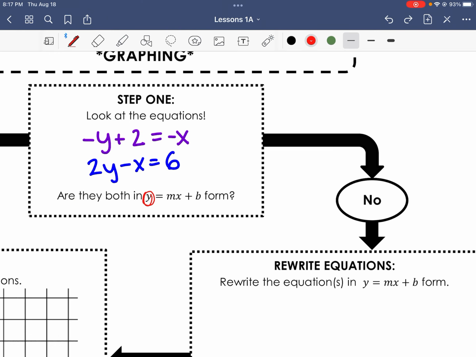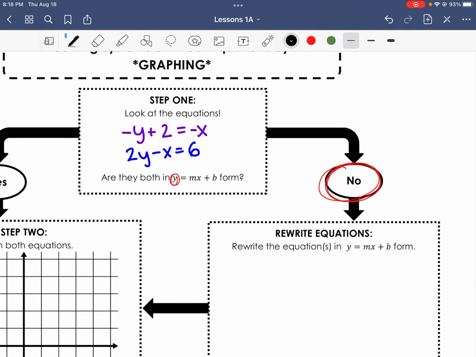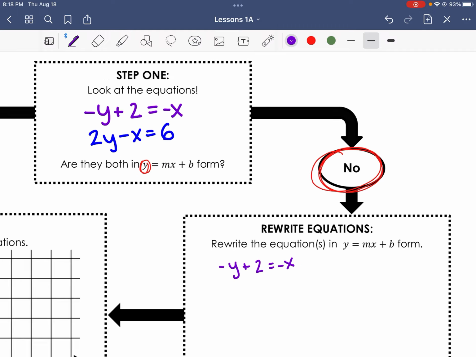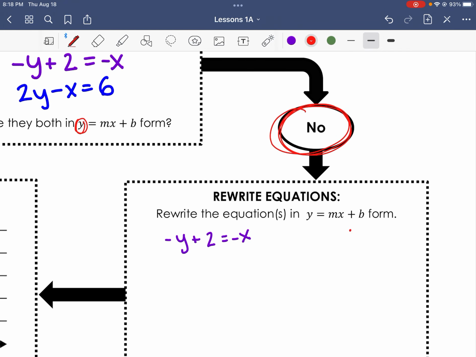So now we're going to go to the left of the flowchart where it says no. What we're going to do is copy down these problems again, and we're going to get it in mx plus b form. So that's the first one. Let's write down our goal. You want to get y by itself. That is my goal here. I just want to get y by itself.